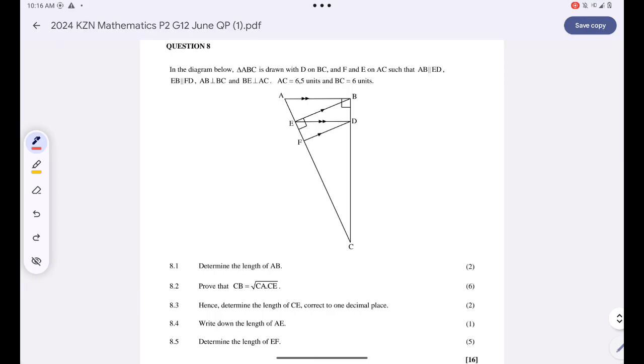In this video, guys, I'll be tackling the 8th question from the media examination which was written in the province of KwaZulu-Natal in the year of 2024. And please guys, do expect a total number of 8 videos, since the question paper had 8 questions in total, that means each and every question will have its own video.